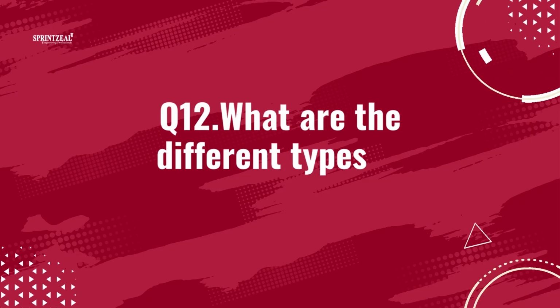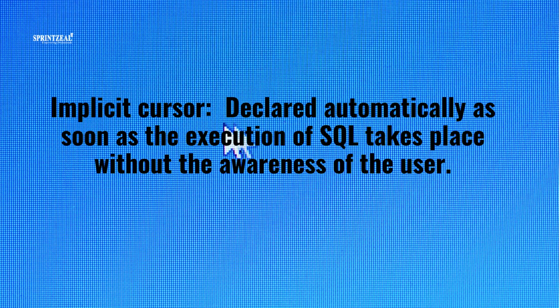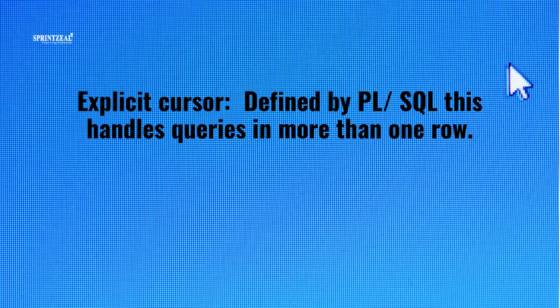Q12. What are the different types of cursors? The different types of cursors are: implicit cursor, declared automatically as soon as the execution of SQL takes place without the awareness of the user. Explicit cursor, defined by PL/SQL. This handles queries in more than one row.